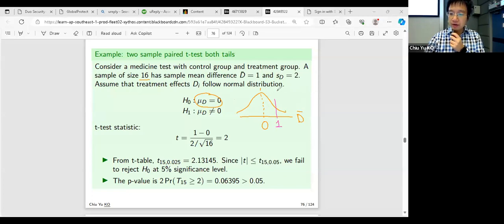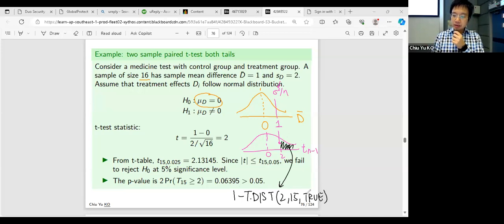But we have S, right? We have sigma square over N, and if we replace by S, that would become a T with N minus 1. That's what we do, and it turns out that this is 2 here. The question is how to use this. Of course, you can find this value by using 1 minus T this, and then 2, and then 15, true.